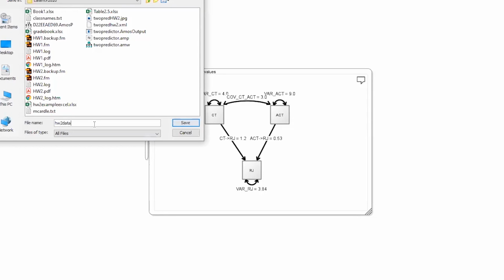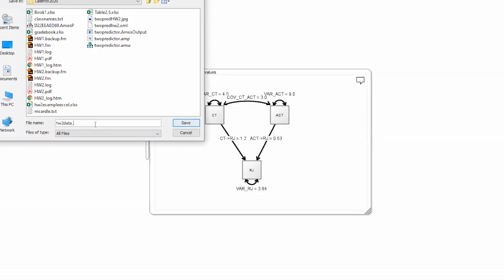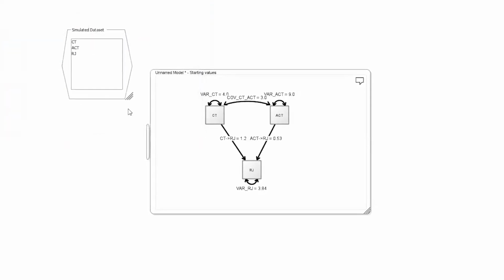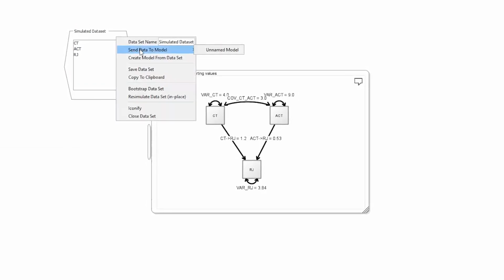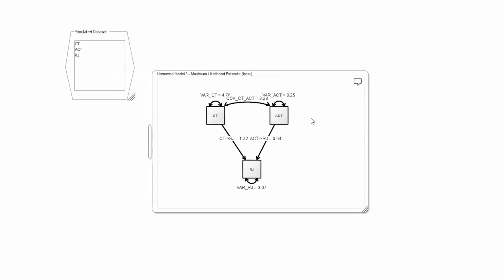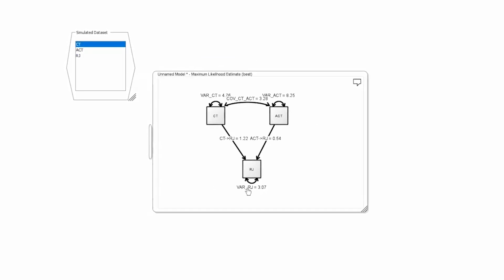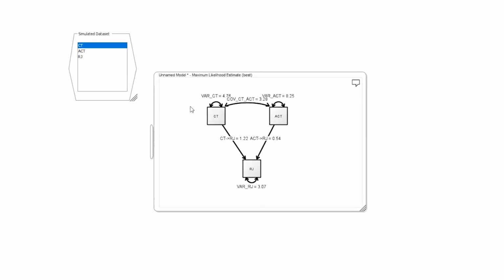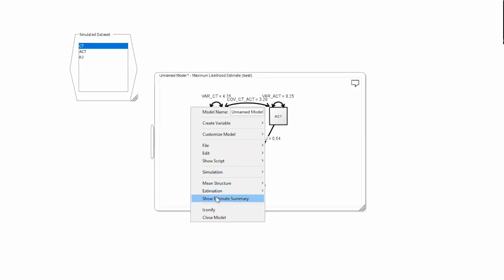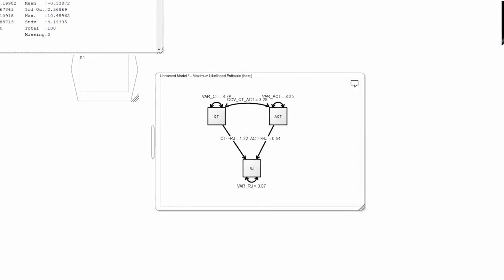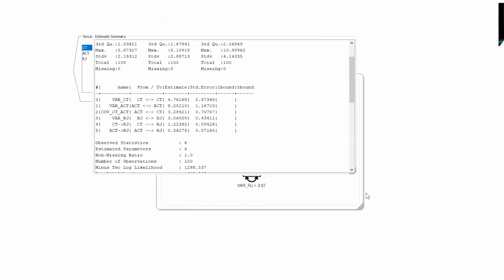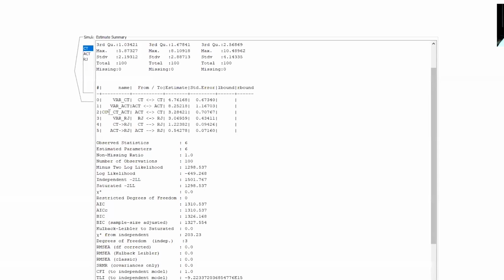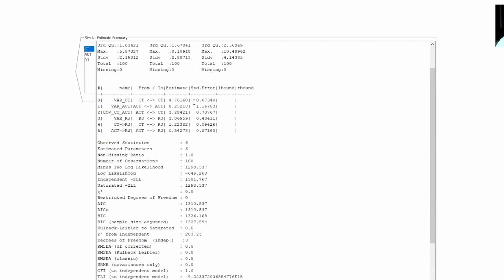To data, for example. And I can now send this data to the model. And this will now analyze this particular data set for me. So I can come down and look at the estimate summary. And I will see that, yes, indeed, it is running the model and giving me estimates and standard errors.